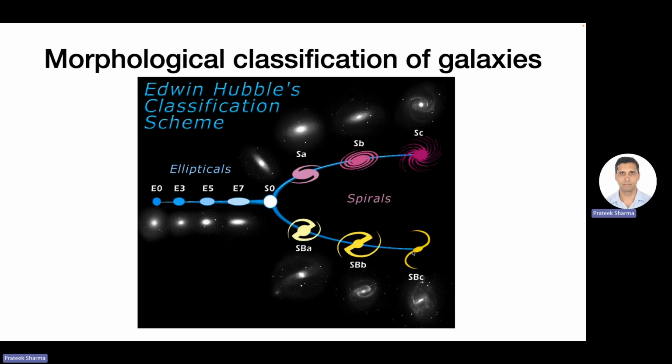And in the central part, the bulge, there is a bar, for example here, there is a bulge, and then there are spiral arms. The spirals become more open as you go towards the right, and they are more dominated by spiral arms than by the central bulge.